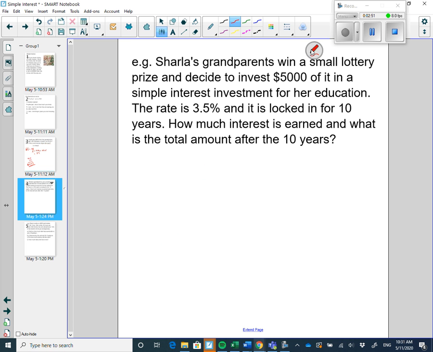Okay, let's look at example number 2. Charlotte's grandparents win a small lottery prize and decide to invest $5,000 in a simple interest investment for her education. The rate is 3.5%. It's locked in for 10 years. How much interest is earned, and what is the total amount after the 10 years? So again, our 3.5%, convert to a decimal, that's going to be 0.035. This time I didn't write the formula in text. I'm just going to write here, handwritten, PRT.